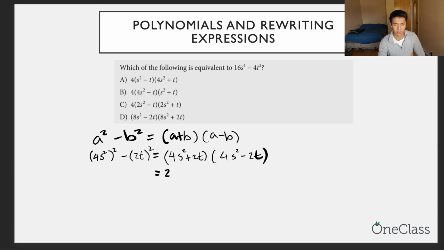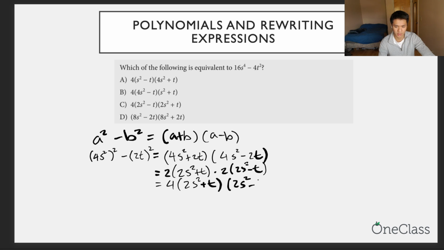That's going to give us 2 times 2s squared plus t, right? And we can do the same thing with the second parentheses, right? Also factor out another 2. So we get 2 times 2s squared minus t. And I'll put that together. We're going to get something along the lines of 4 times 2s squared plus t times 2s squared minus t.